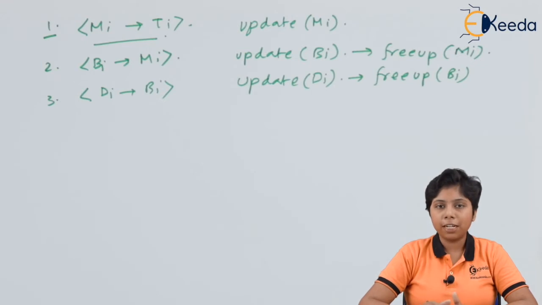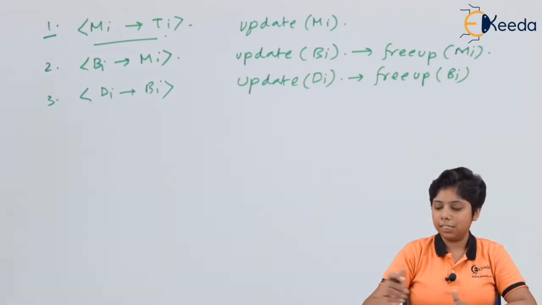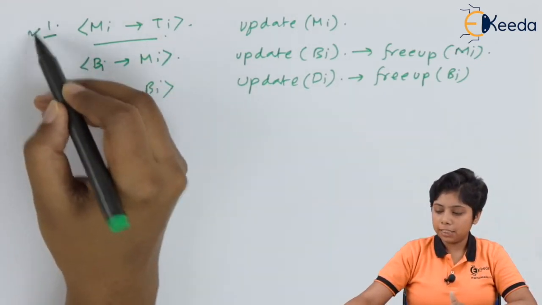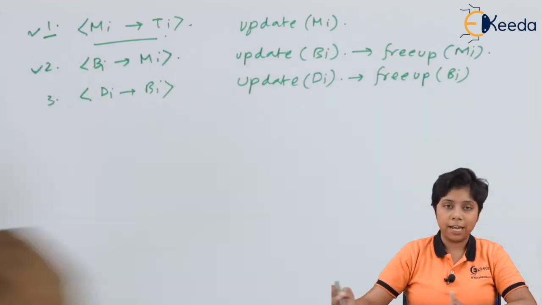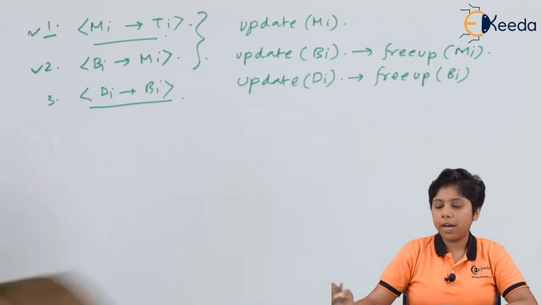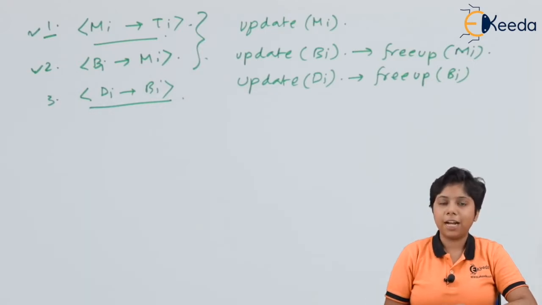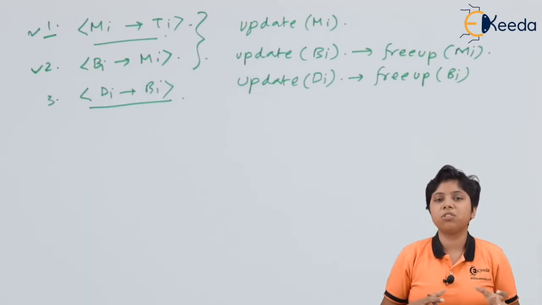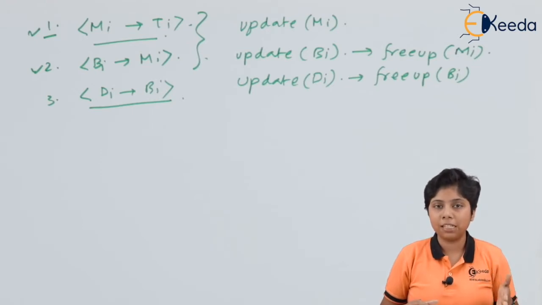With the deferred database modification, we consider that MI to TI and TI to BI has been performed, but this BI to DI has not been performed. That means we have written the transaction to its disk buffer, but the disk buffer is not written to the database till now.